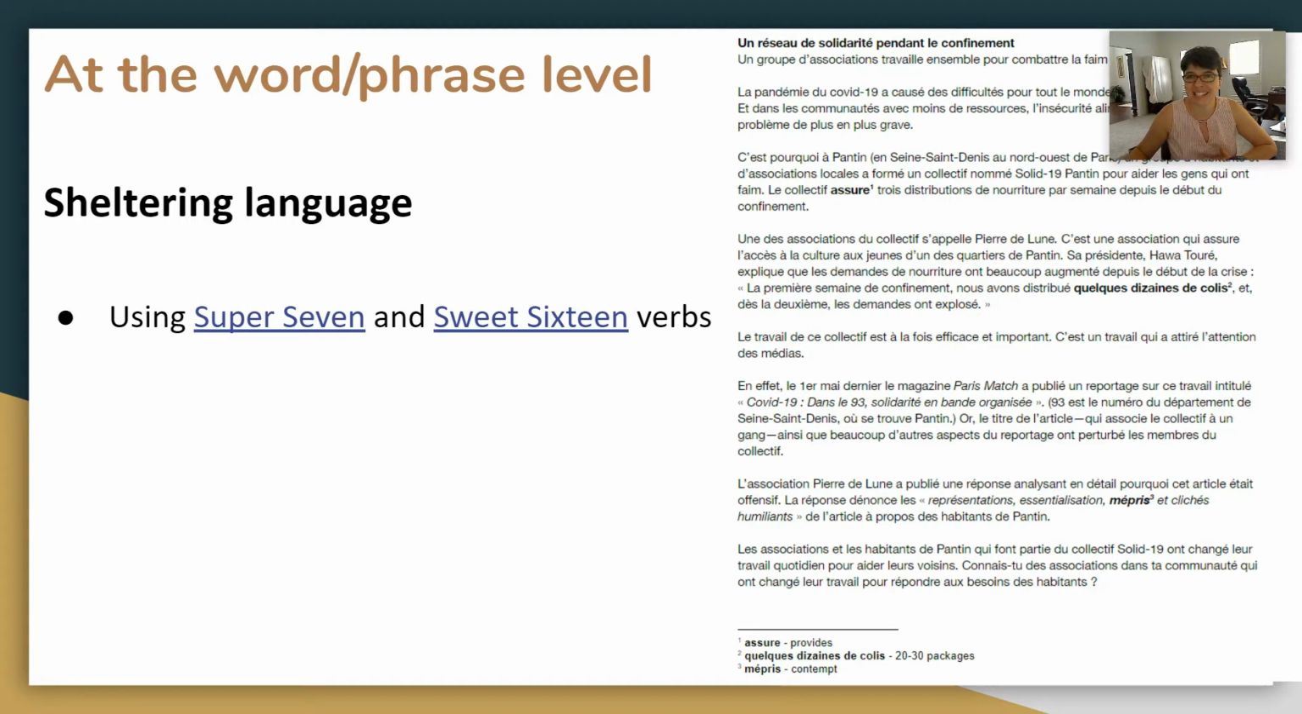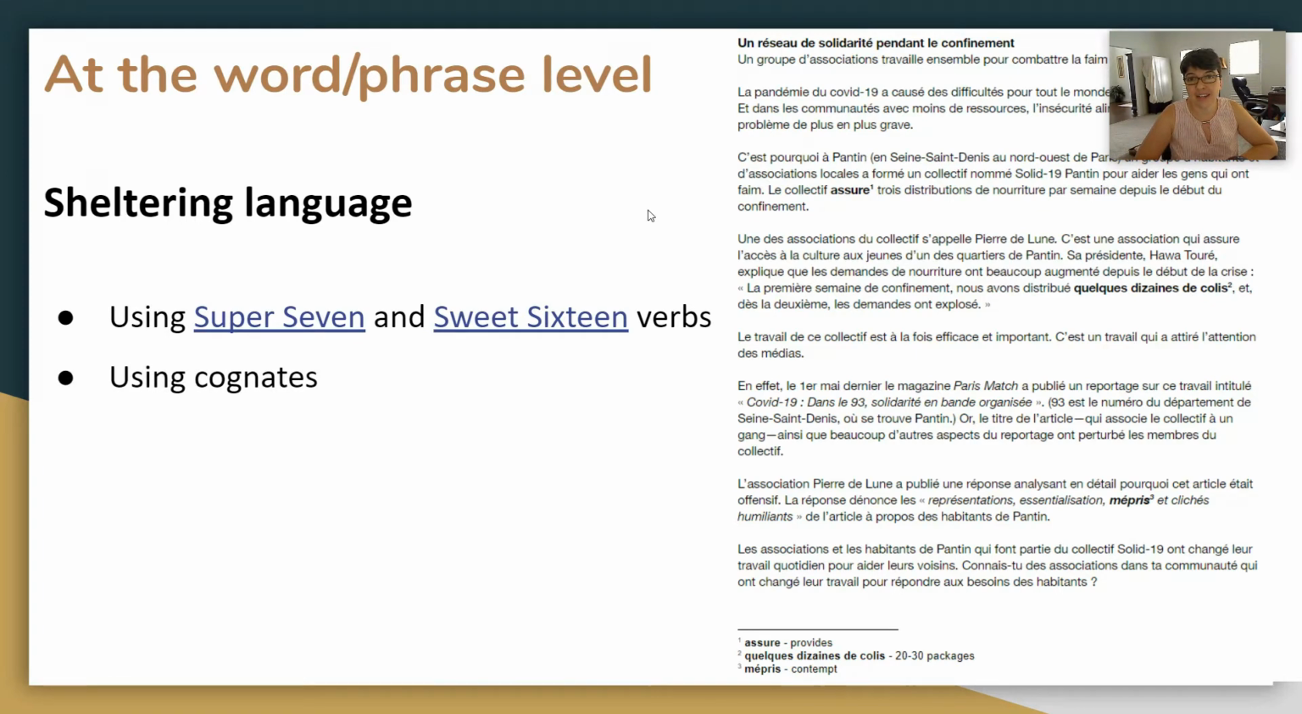That doesn't mean that's the only thing that we need to use, but we need to make sure that a lot of those verbs are used because they are the most important verbs that we use when we communicate. If you are not familiar with Sweet 16 and Super 7 verbs, please pause this webinar and click on the resources and take the time to educate yourself on those very important verbs, and then feel free to join us again.